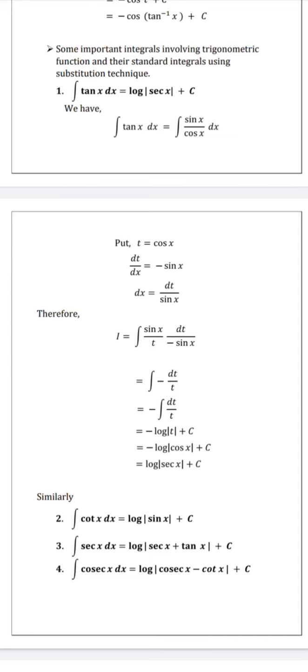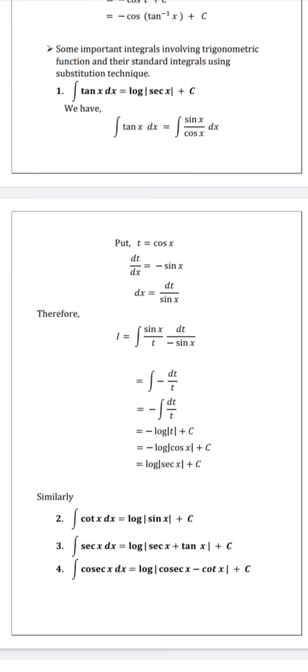Some important integrals involving trigonometric functions and their standard integrals using the substitution technique. We take an example to understand these types of integration. Integration of tan x dx. Here we can't integrate tan x directly. To solve it, we use the substitution method. Integration of tan x dx is written as integration of sin x by cos x dx. We substitute t equals cos x and differentiate it with respect to x. Now we get dx equals dt by minus sin x.